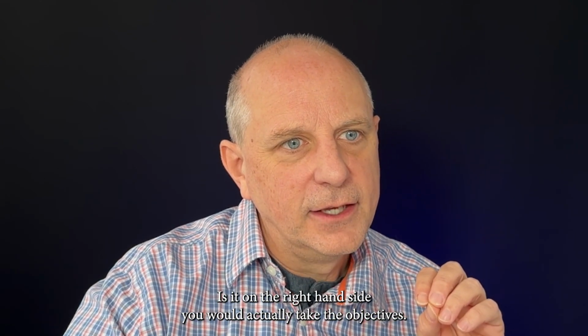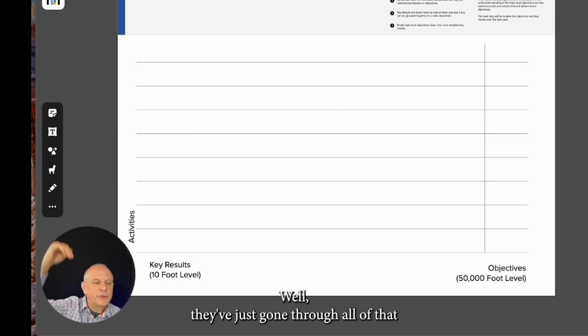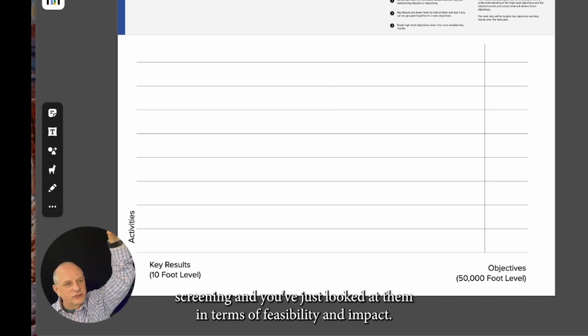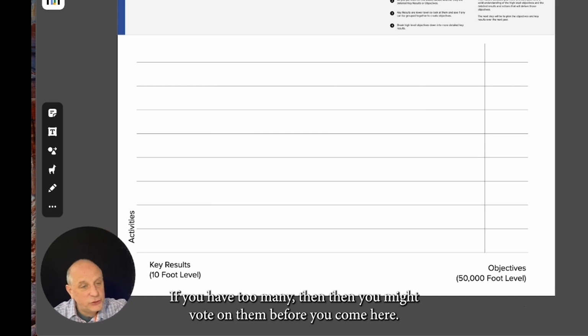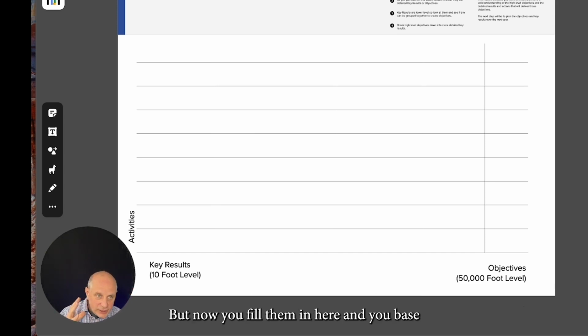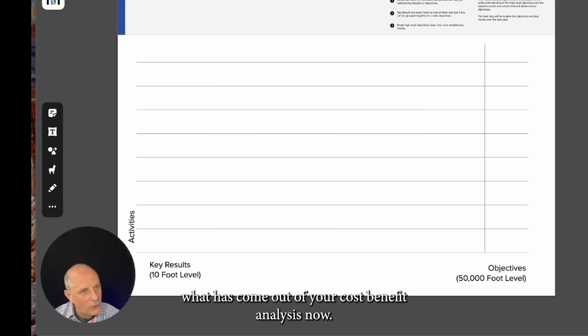And what we have is on the right-hand side, you would actually take the objectives. Where do the objectives come from? Well, they've just gone through all of that screening, and you've just looked at them in terms of feasibility and impact, and you're taking the highest impact, highest feasibility ones. If you have too many, then you might vote on them before you come here, but now you fill them in here, and you base your objectives on what has come out of your cost-benefit analysis.